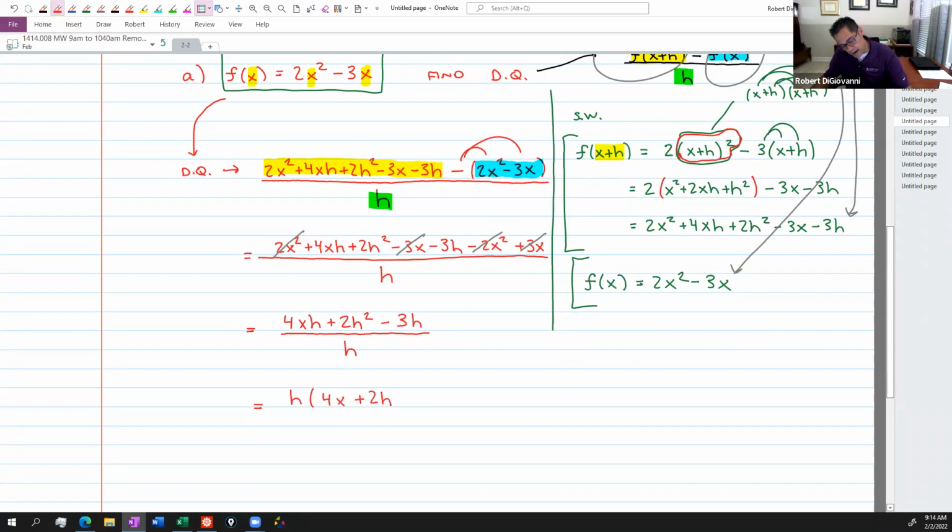So I'm pulling one factor of h from each of these. And at this point, I can now see that the h can be canceled. And that leaves me with just what was in parentheses, 4x plus 2h minus 3. And that's my answer.